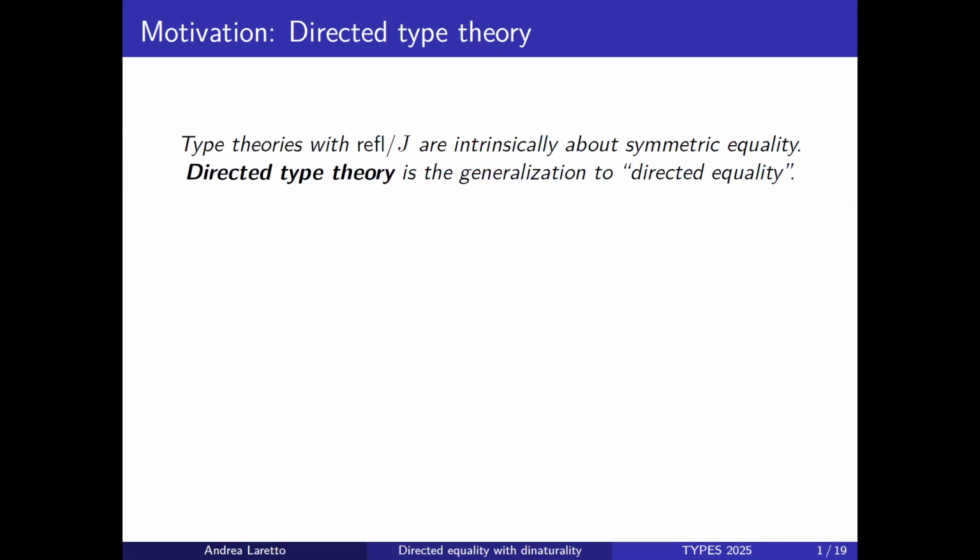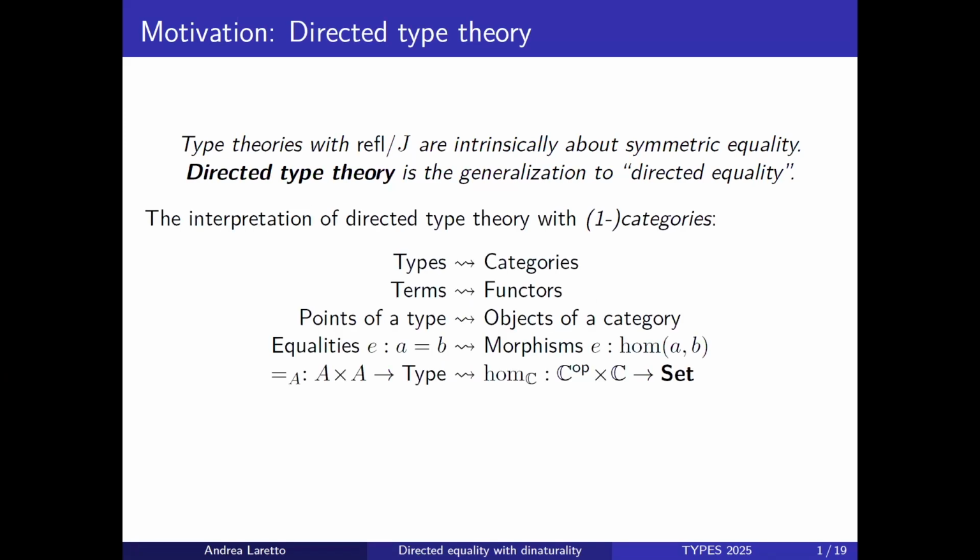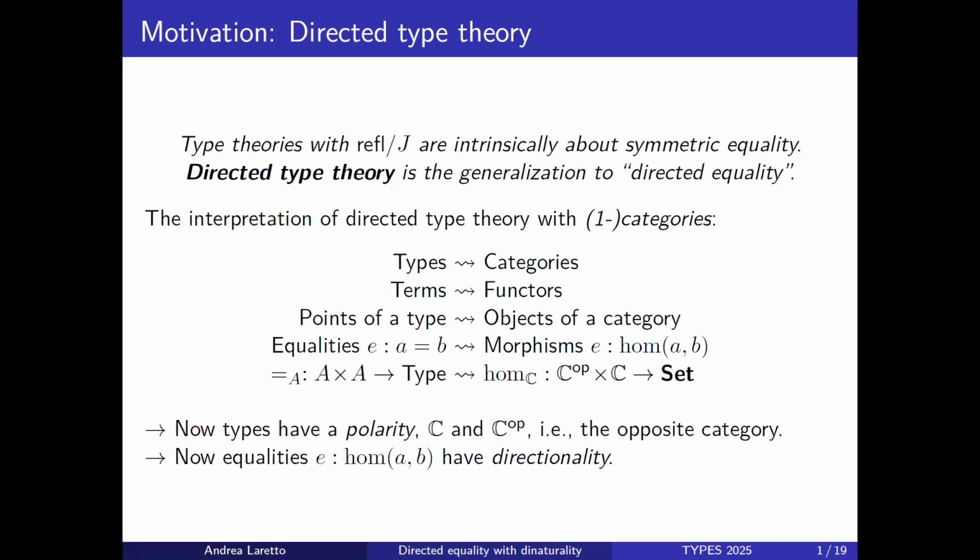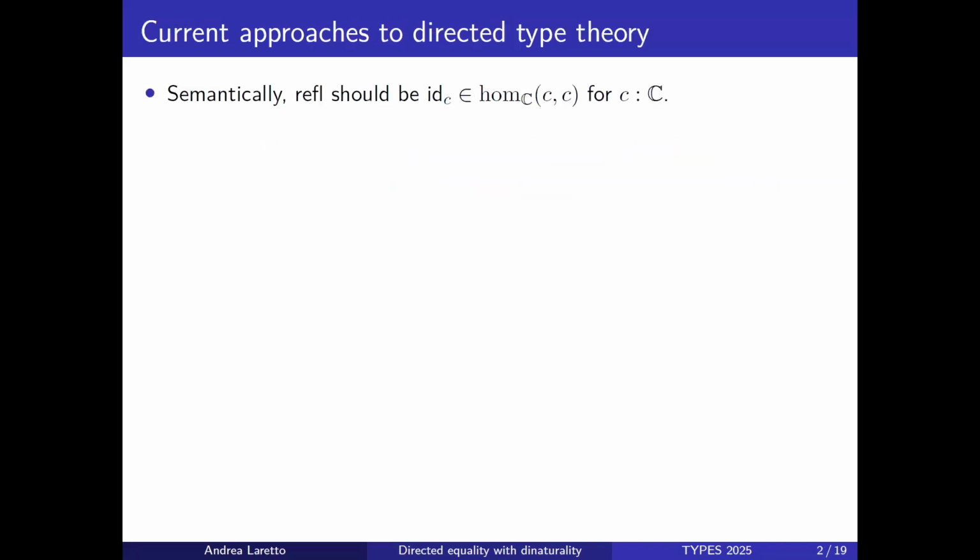Directed type theory should be whatever allows you to interpret types as categories, right? So types are categories, terms are functors, the points become the objects of a category, equalities become the morphisms, and then you have hom types in your semantics. Now types have a polarity and equalities have directionality, all neat and fine. Semantically REFL should be the identity, but as Fernando showed you, well, I'll show you later. Now transitivity of directed equality becomes composition of morphisms, okay, that's also pretty reasonable.